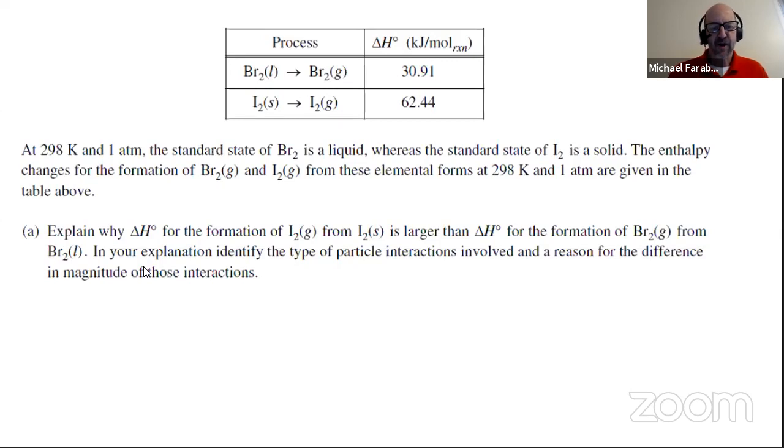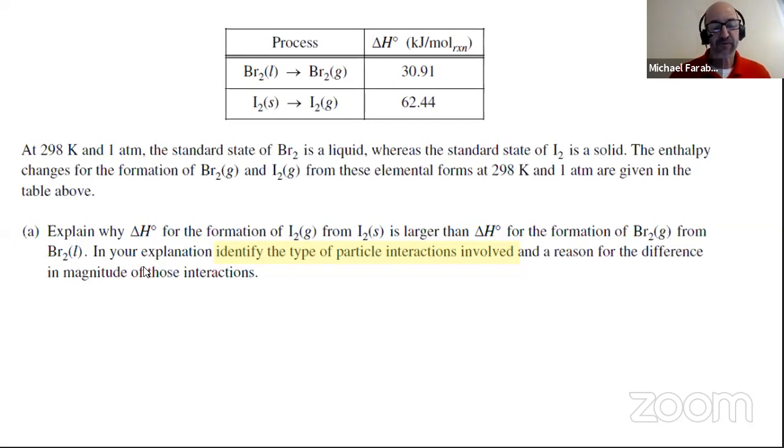All right, we have bromine, Br2, in the table above, going from a liquid to a gas. We have iodine, I2, going from a solid to a gas, and we are given the delta H for these phase changes. Explain why the delta H for the formation of iodine gas from iodine solid is larger than the delta H for the formation of bromine gas from bromine liquid. Now, it says specifically to identify the type of particle interactions involved. If you fail to mention the type of particle interactions involved, then you would not receive full credit.